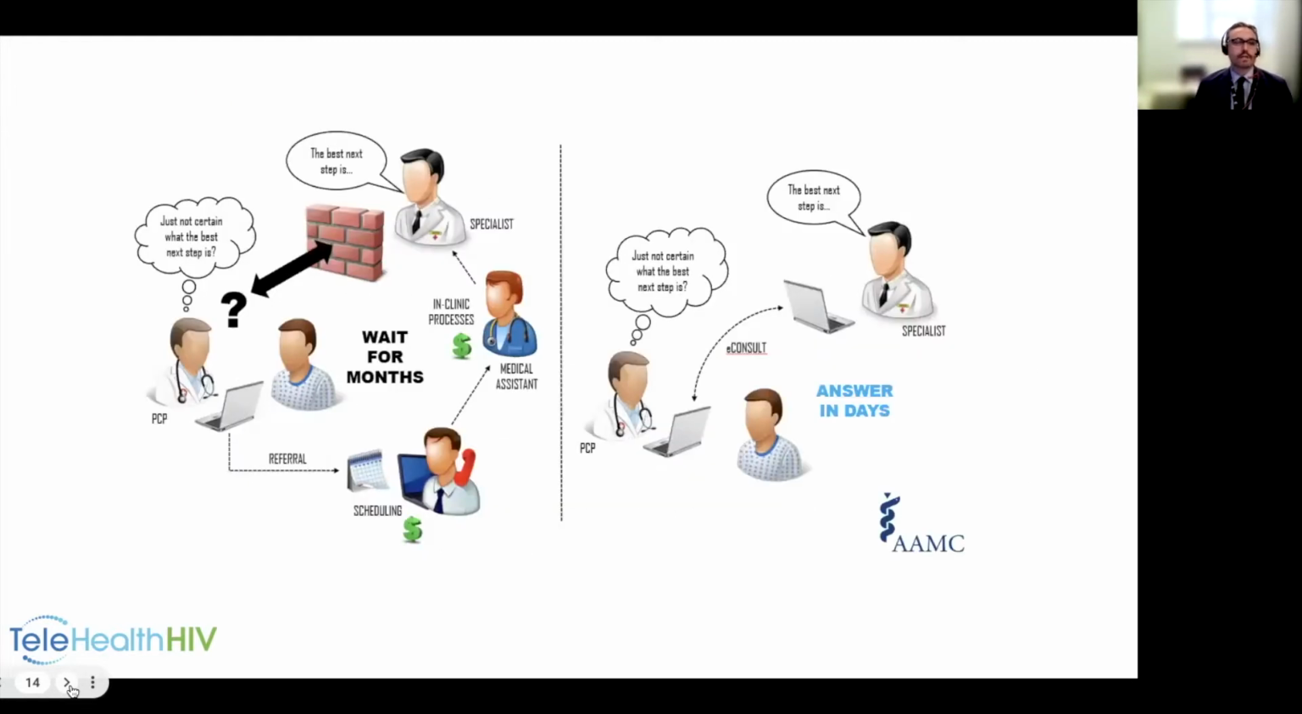This is the concept of EConsults, and this is just from the AAMC. They're very big proponents of this. Typically, particularly in an academic medical center, you have a primary care physician, they have a question, which is often very straightforward, and they put in the referral and call scheduling, and you maybe wait for months to process the paperwork and call the patient and set up a time. And then the patient comes in, and then the specialist says the next best step is, whereas an EConsult is much more direct, provider to provider. And go ahead, next slide.